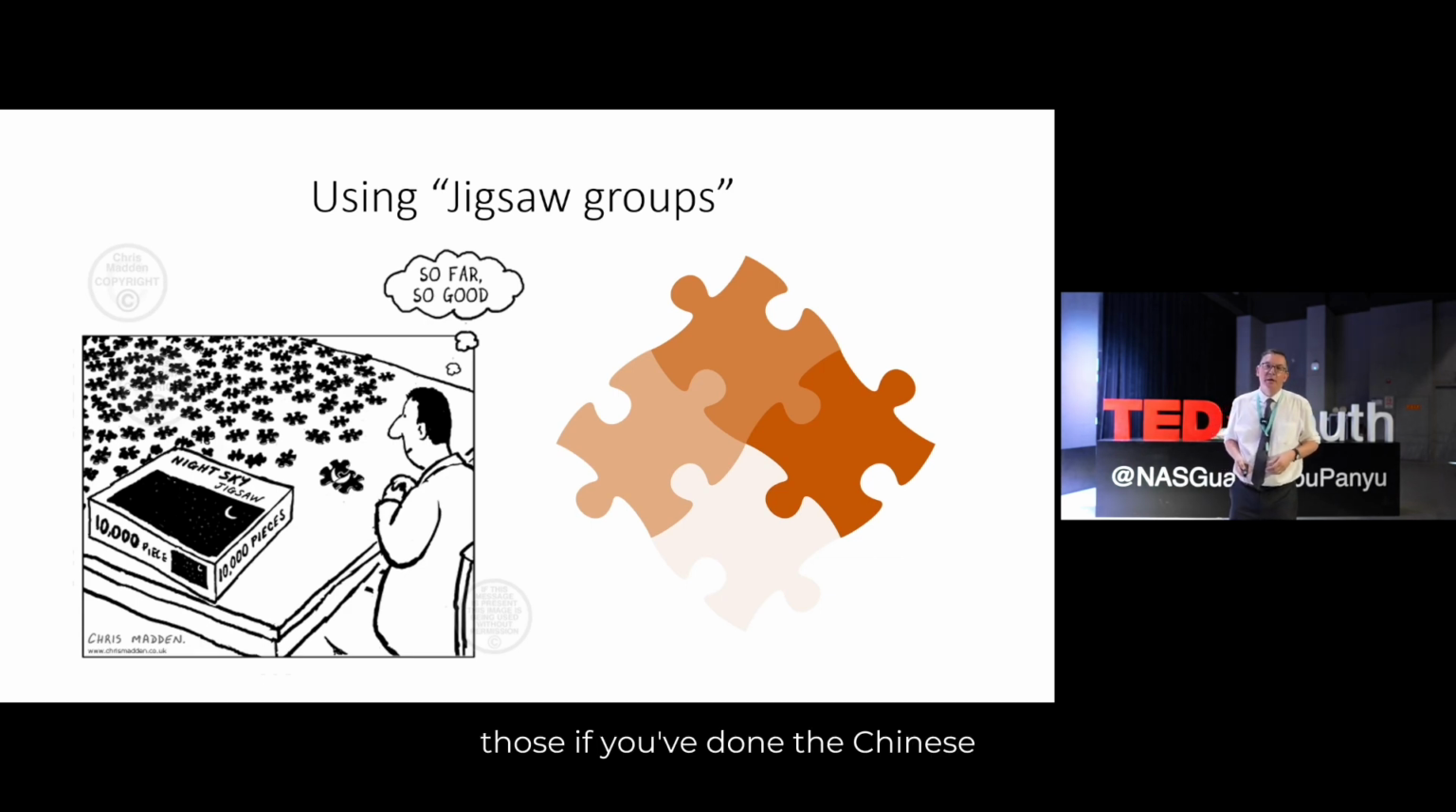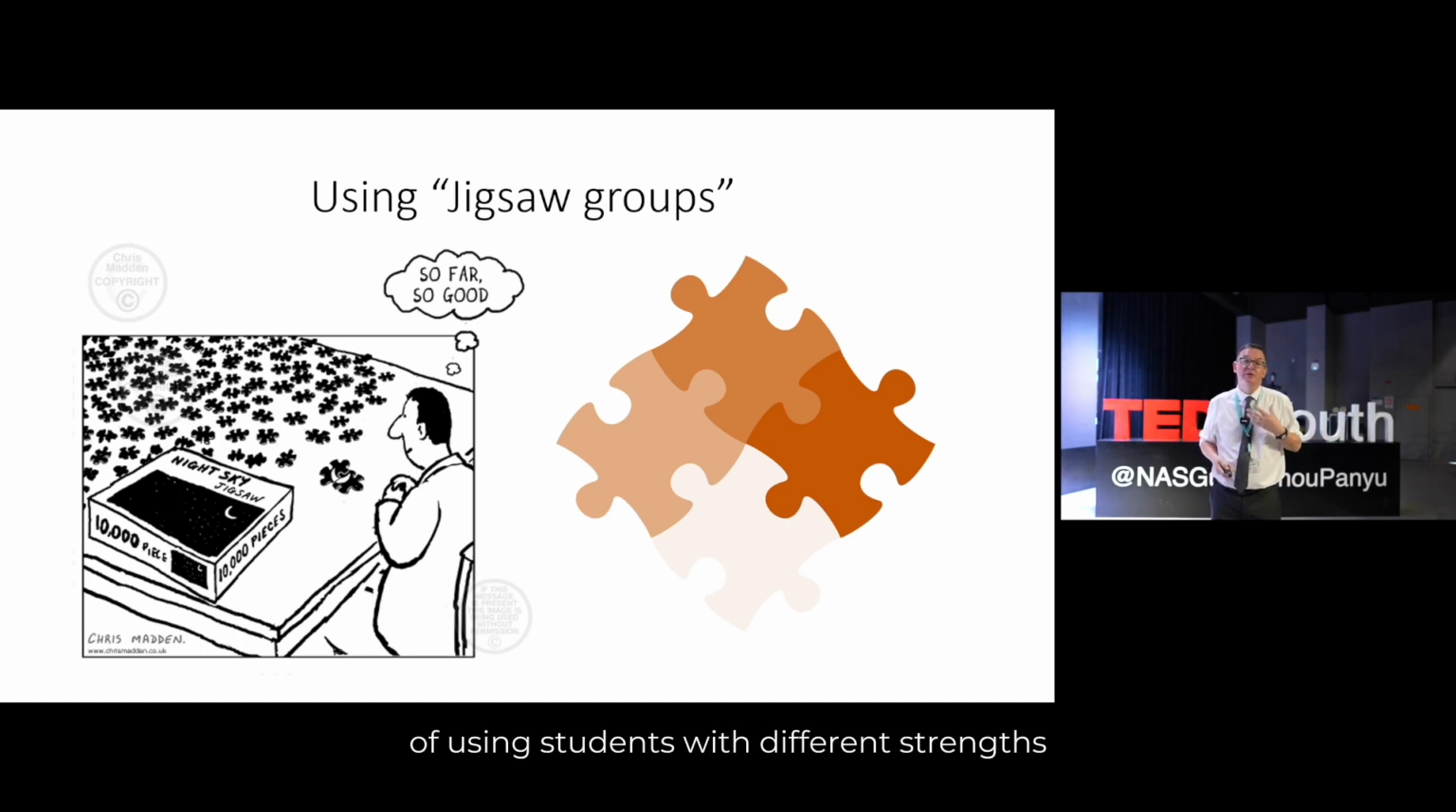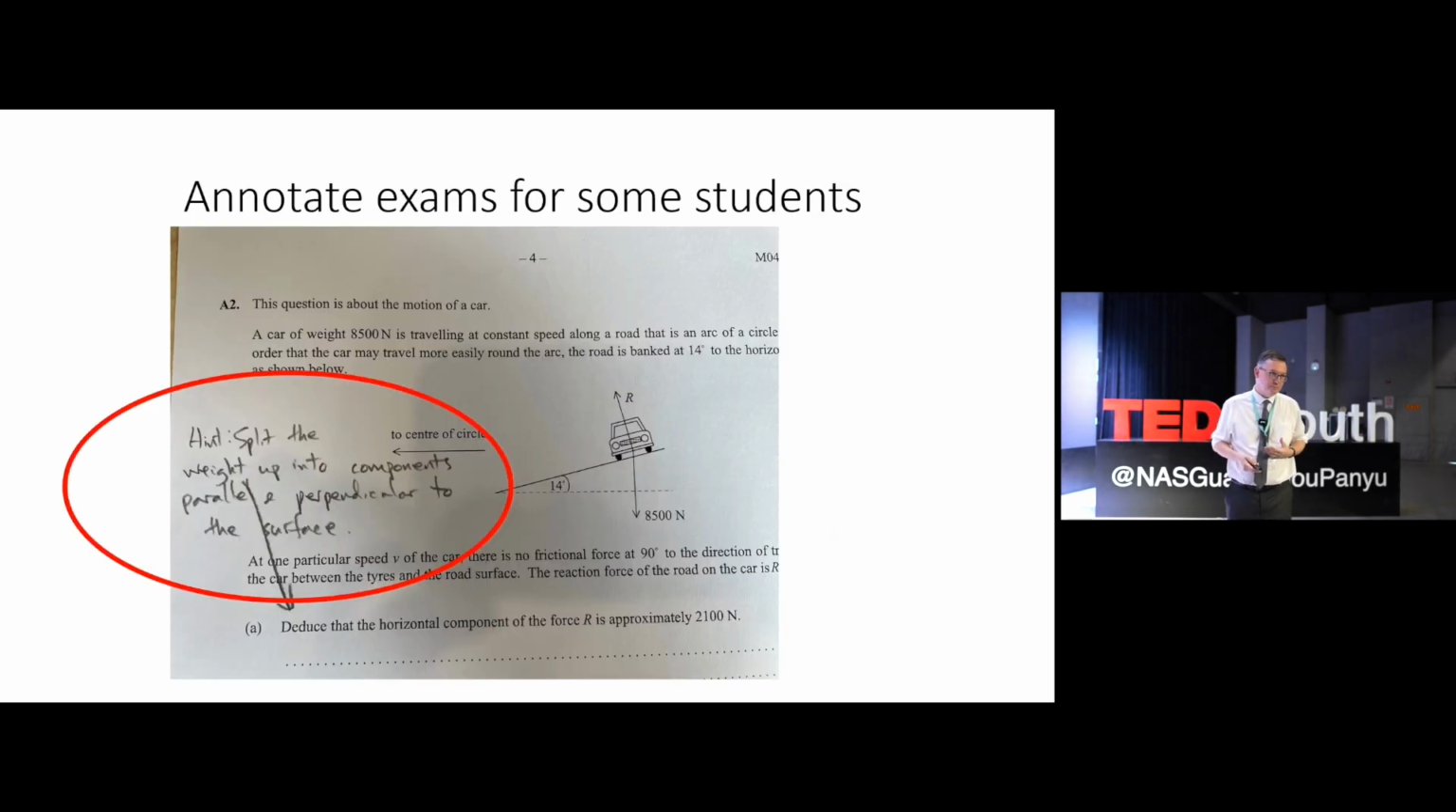Those of you who've done the China bilingual course will know that there's a jigsaw activity. It's a very good way of using students with different strengths to look at a particular activity.